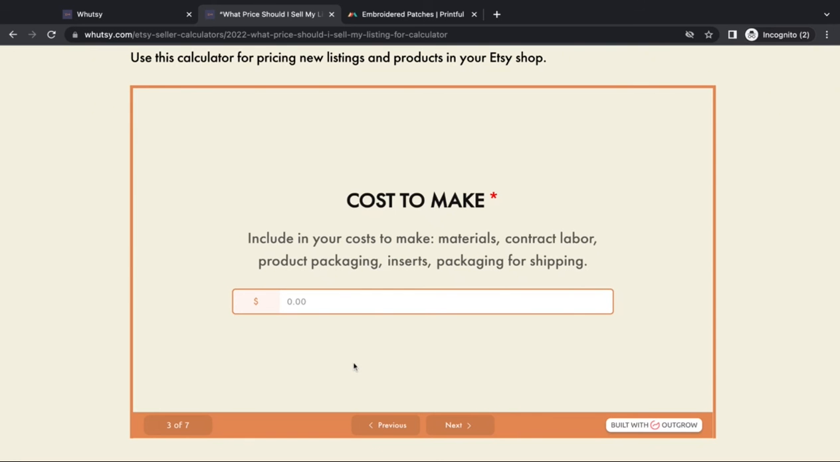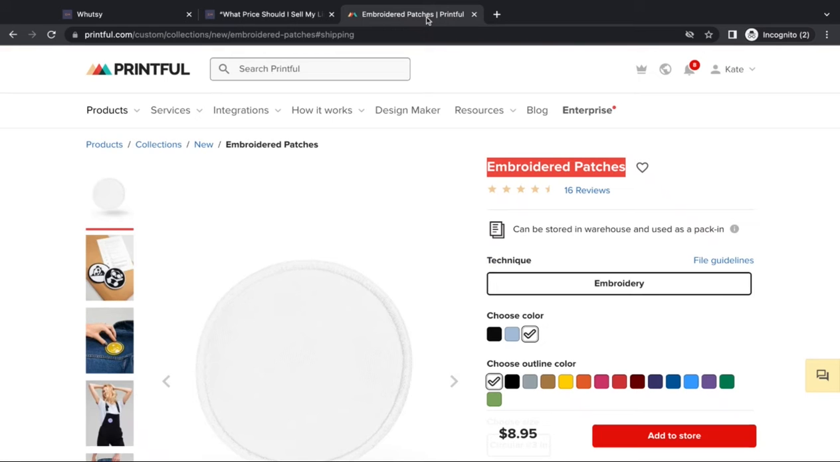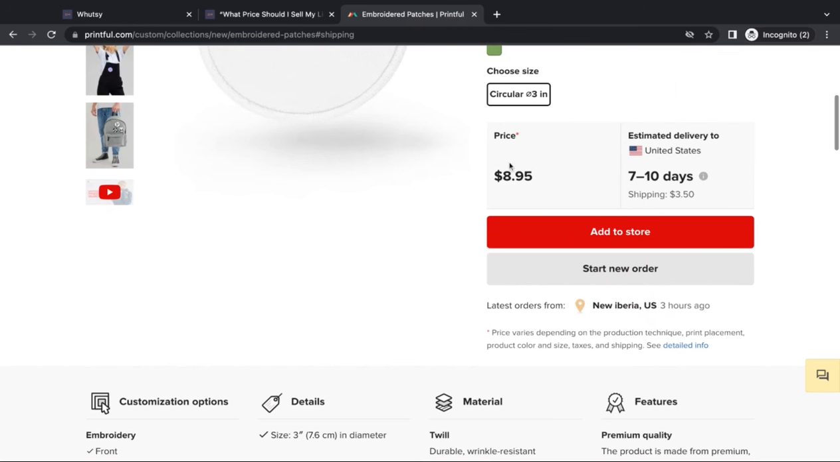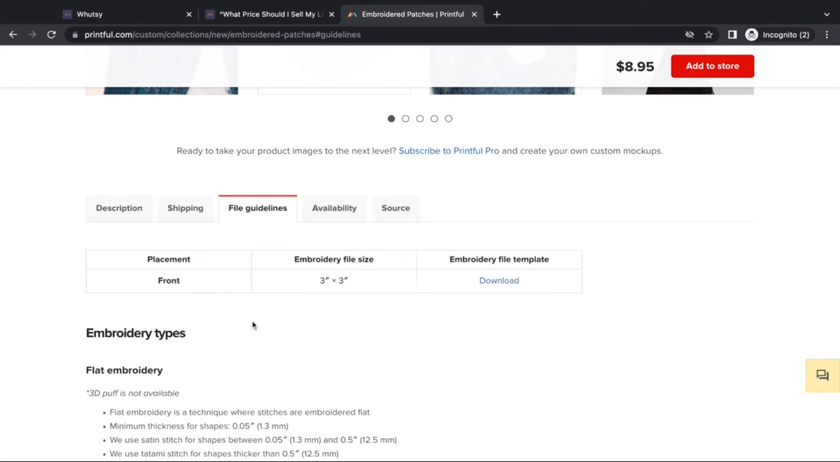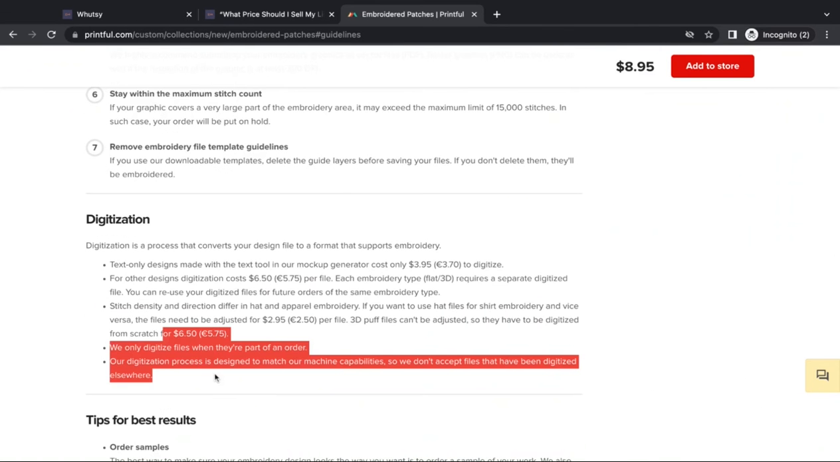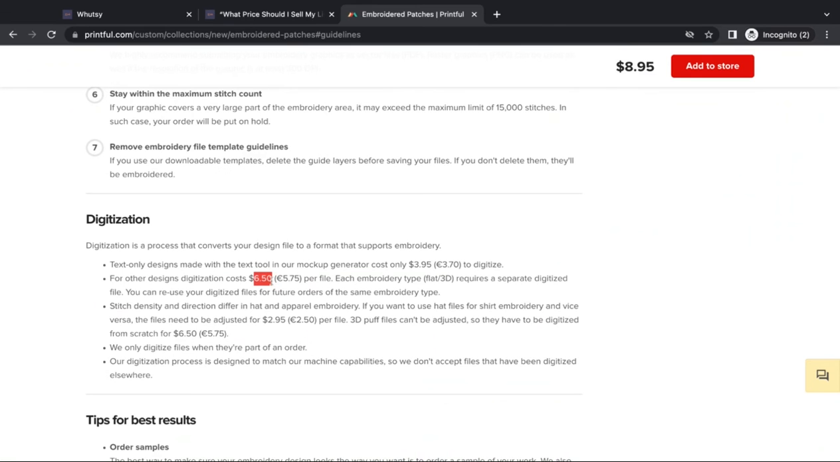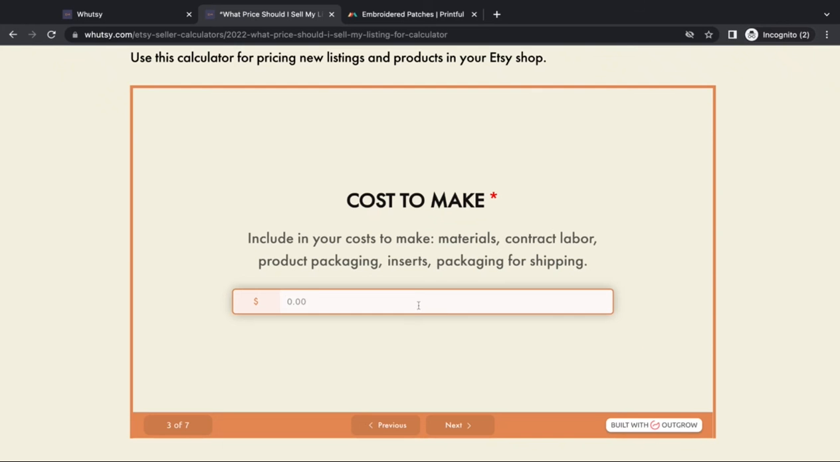Now the cost to make, again, how much does it cost to make this item? Materials, contract labor, product packaging, inserts, packaging for shipping. How much does it cost me to make one of these? Okay, Printful gives me all that information, $8.95, plus the cost for digitization, which they hide in the file guidelines and at the bottom. So if I do personalized patches, I'm going to get charged this $6.50 digitization fee every time. So I need to include that into the price. Okay, so that total cost to make will be $15.45.